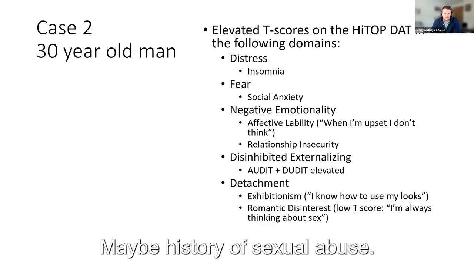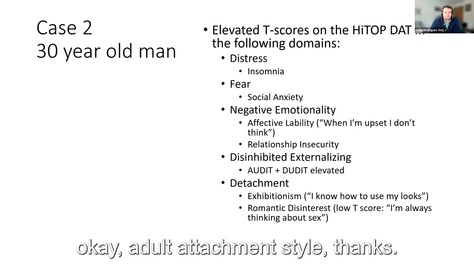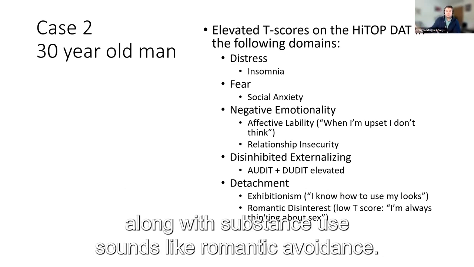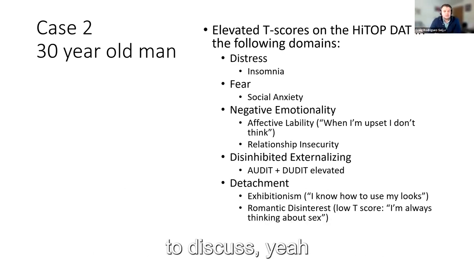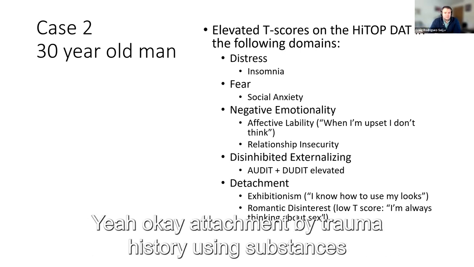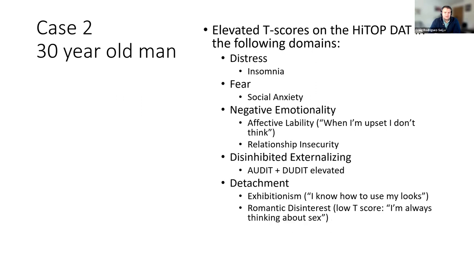So trauma history, okay, maybe history of sexual abuse. Trauma history, this is coming up, all right. Okay, adult attachment side, thanks, Opal. So Sean's saying the relationship insecurity and romantic disinterest and affective lability, along with substances, sounds like romantic avoidance. So yeah, I think that's a good discussion. Drinking or using substances to cope with distressing internalizing symptoms. Yeah, okay. Attachment plus trauma history, using substances as a way to avoid traumatic re-experiencing.